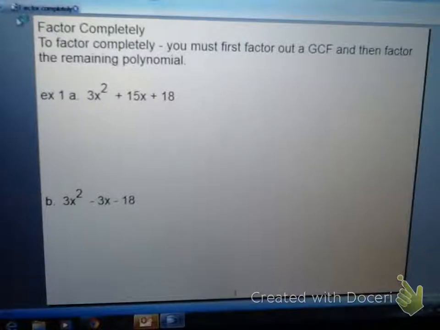This section is factoring completely. There are some steps, and using the flowchart will help you to do this. The very first thing you need to do is factor out a greatest common factor.